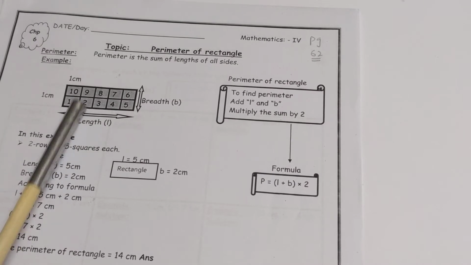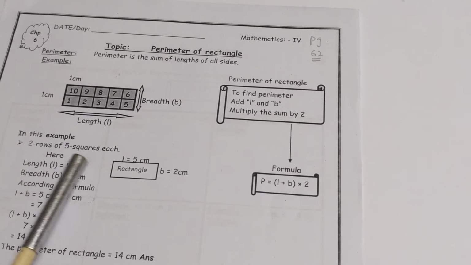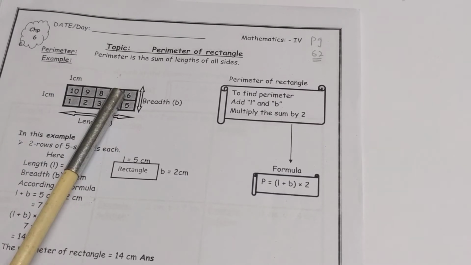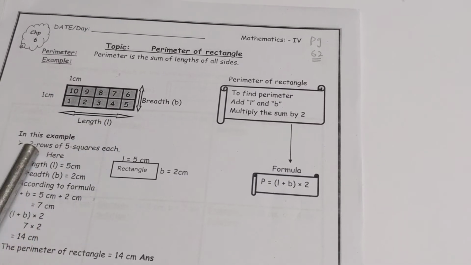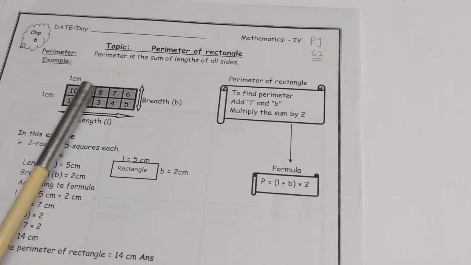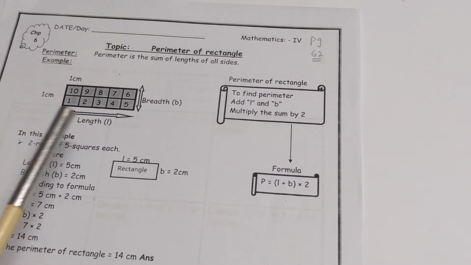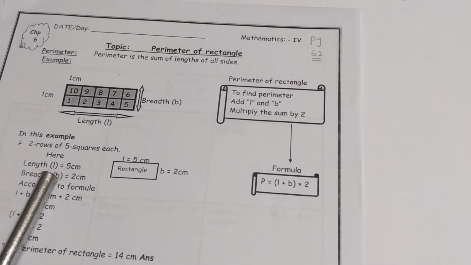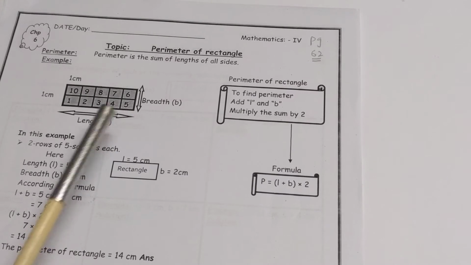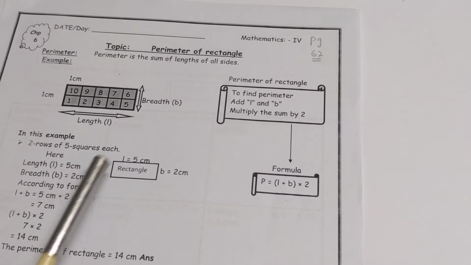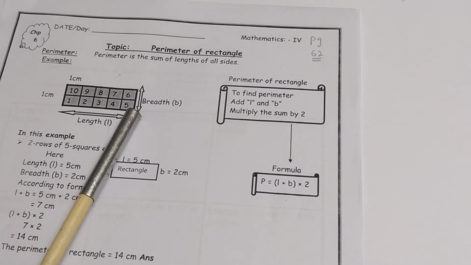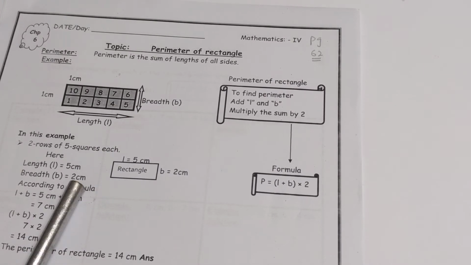In this example, there are 2 rows of 5 squares each. There are 2 rows, first row and second row, and in each row there are 5 squares. So total 10 squares. Here the length is equal to 5 centimeter. So length is 5 centimeter and breadth is 2 centimeter. There are 2 boxes in the breadth, so breadth is 2 centimeter.